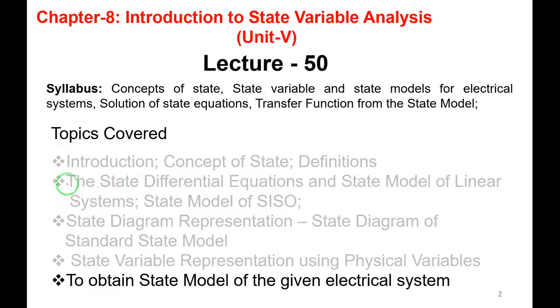In the previous lecture, we have seen how to obtain the state model of the given electrical system, right? And we have seen the concept of state variable, state diagram, state model. And the state model consists of state equations and the output equations. That also we have seen. And yesterday we solved one numerical on the state model of an electrical system, and we'll proceed with a few more numericals to obtain the state model of the given electrical system, right?